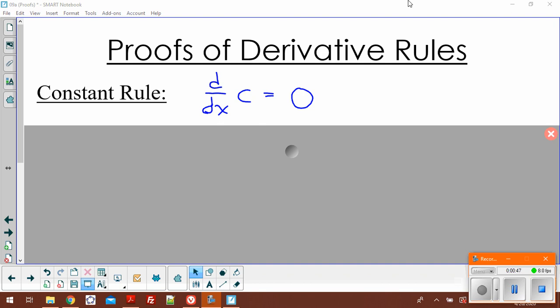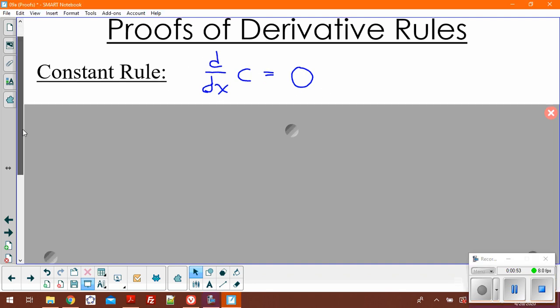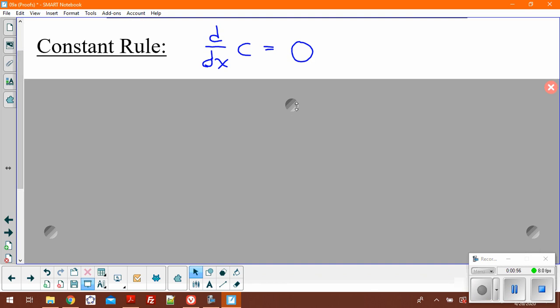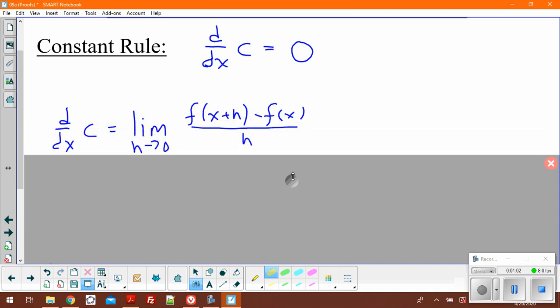So here's the first rule, the constant rule: the derivative of a constant equals 0. For all of these proofs, we're going to go back to the definition of a derivative. So if I want to do the derivative of a constant, it's the limit as h approaches 0 of f of x plus h minus f of x over h.